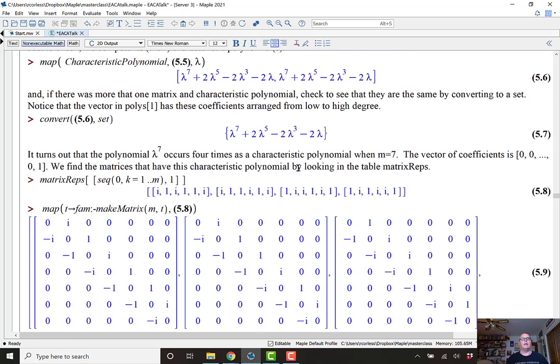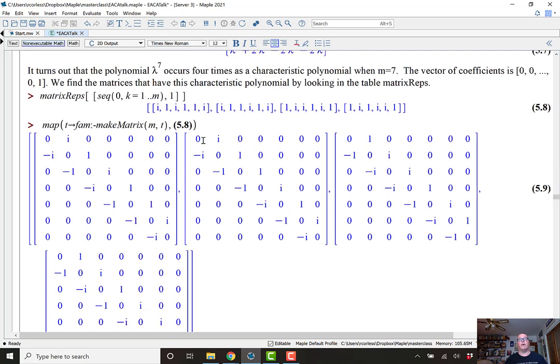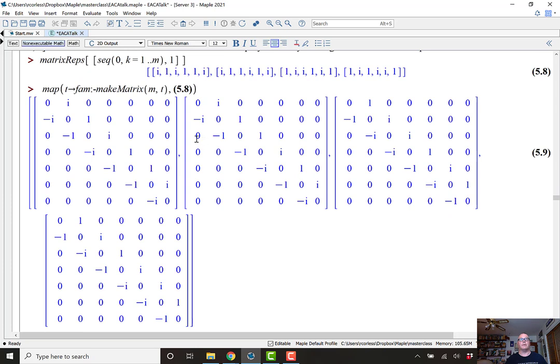Let's look at the characteristic polynomial lambda to the 7th. So that means that all of the eigenvalues will be 0. And it turns out that characteristic polynomial occurs 4 times when m equals 7. And here are the 4 matrices.